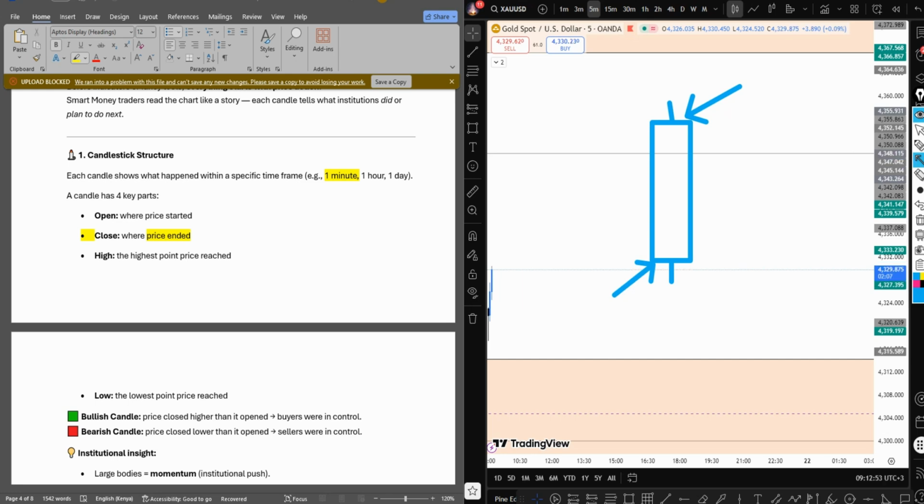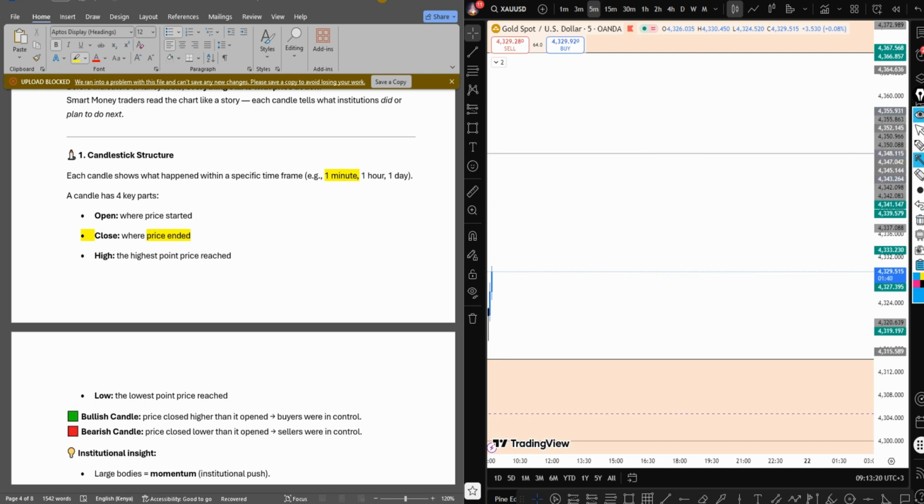And these are known as wicks. What wicks generally means is that price opened here, dipped below at some point, then came back into where it opened, went high until this is the ultimate high that was created when price moved high. And then after it created that high, it went back again and closed here. So this is the close.